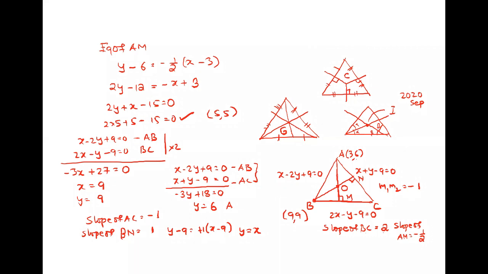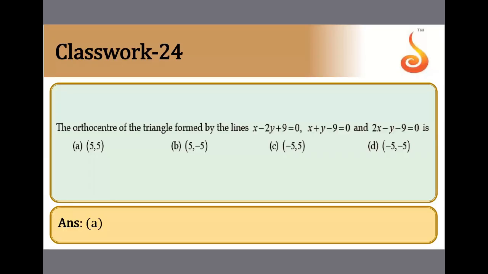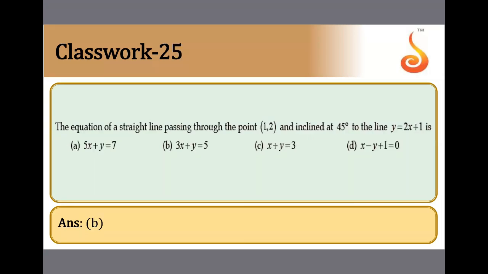Okay, next problem. This was the same problem asked in JEE Mains. Next one: a straight line passing through (1, 2), inclined at 45 degrees to this line. This line is y equal to 2x plus 1.